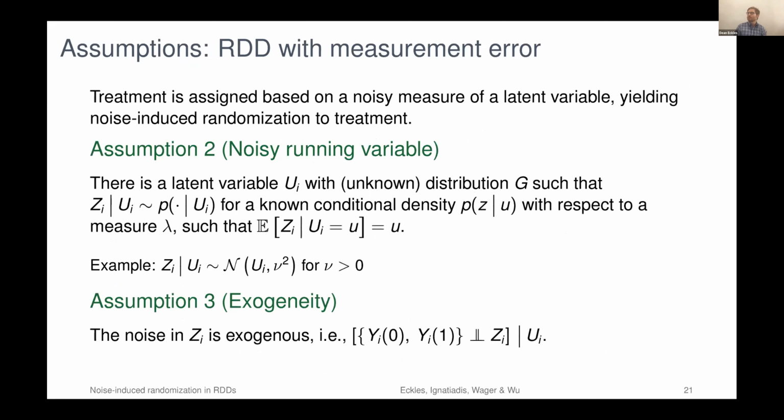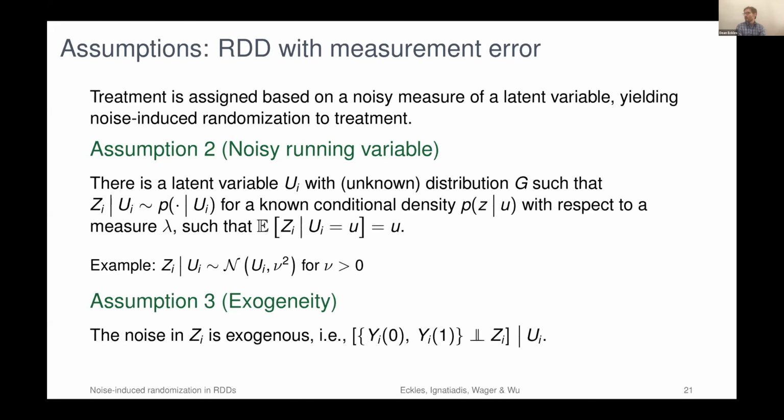The idea is that treatment is assigned based on a noisy measure of some latent variable. This yields then noise-induced randomization of treatment. Depending on the particular draw of noise I get in my running variable, I might be assigned to treatment, I might be assigned to control. I might either pass this threshold or not. So in particular, we assume that there's this noisy running variable.